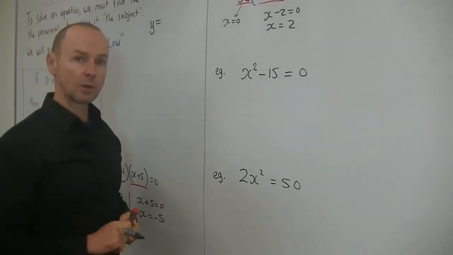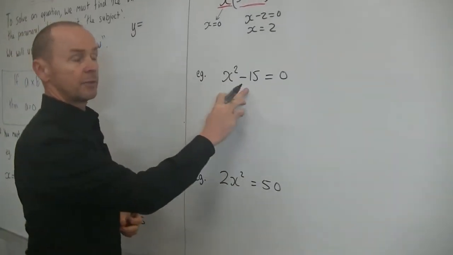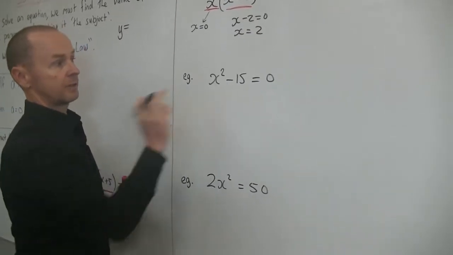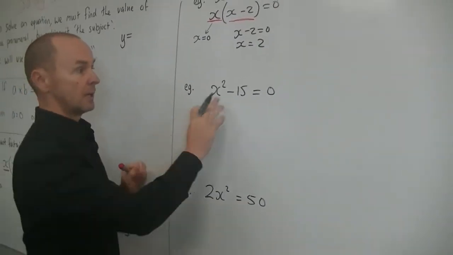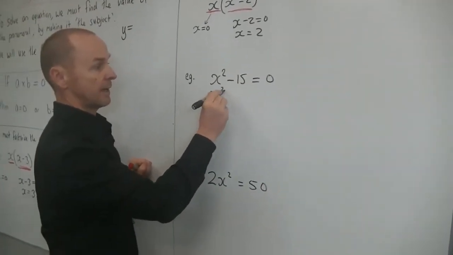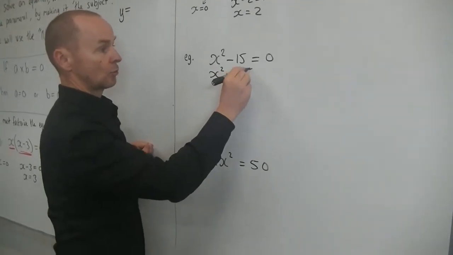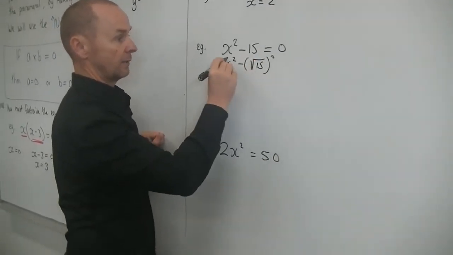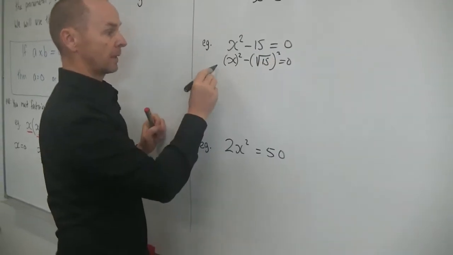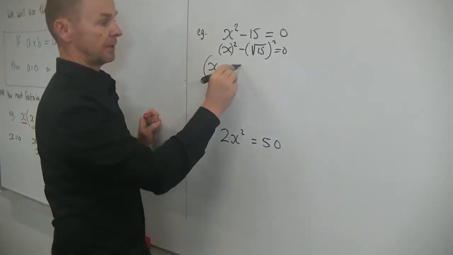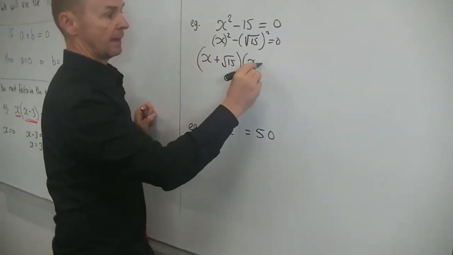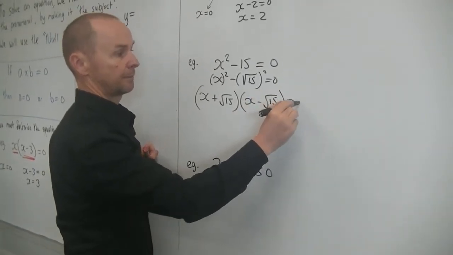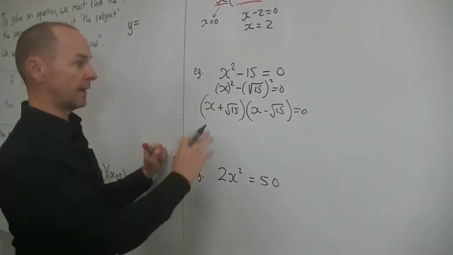Next one, x squared minus 15. You might struggle, you might have forgotten about this bit, but it's a surd. We can factorise this in surd form using dots. I'll put the step in, it's the same as x squared minus root 15 squared, if you remember that, equals 0. So we can say x plus root 15, x minus root 15. I bet you forgot how to do that.